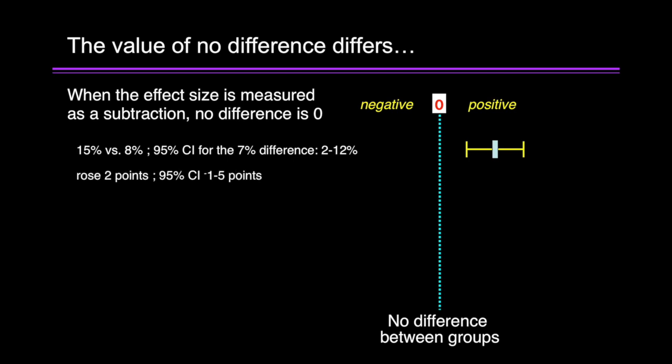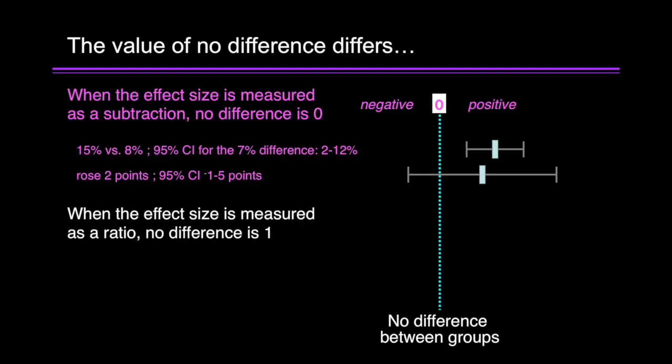How about this? The PSA rose 2 points, 95% CI minus 1 to 5 points. Well, that includes 0. That's crossing no difference. That's not a statistically significant difference.